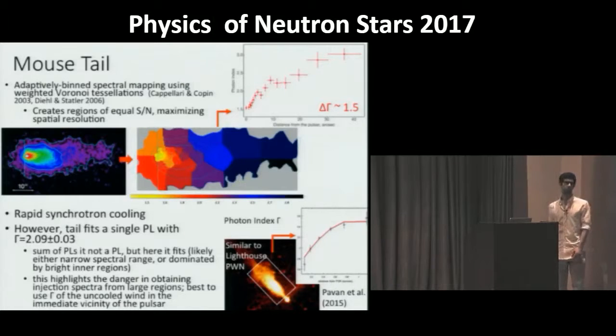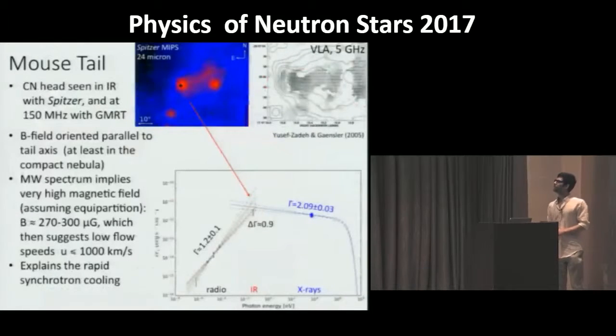Similar rapid cooling trends are also seen in the Lighthouse Pulsar Wind Nebula. So we plotted the X-ray spectrum here and then the VLA spectrum, and it indicates some kind of spectral turnover around infrared. So we checked the Spitzer MIPS 24 micron data, and we see a point source where the pulsar is. I don't know if you can see it very well in here, but there are other 2MASS sources circled in green, but there is no source anywhere near the pulsar.